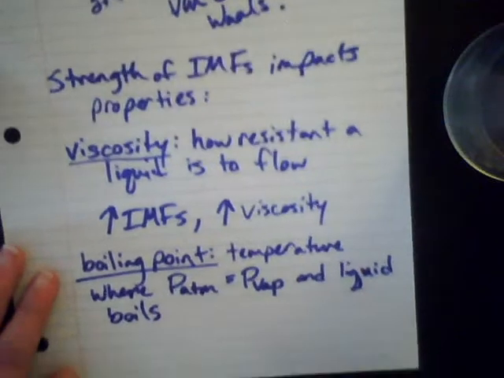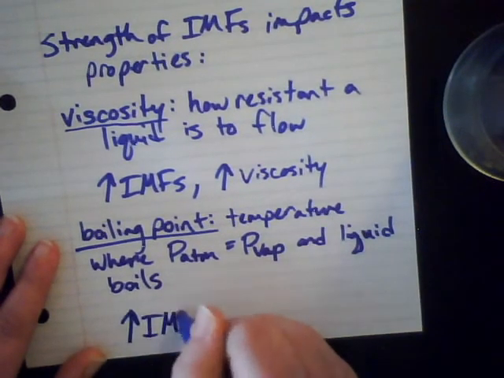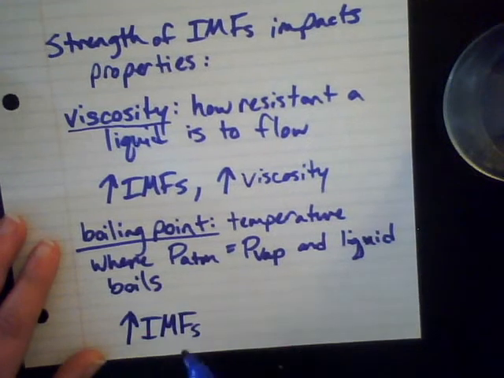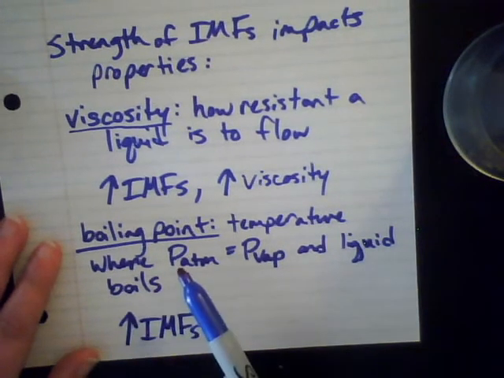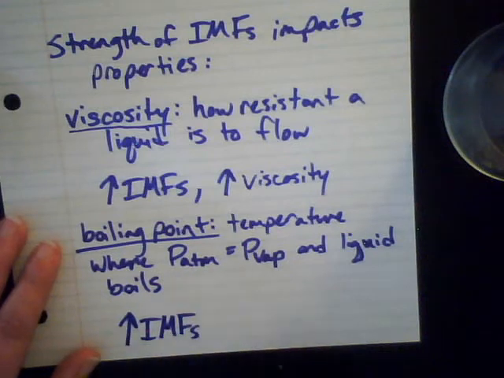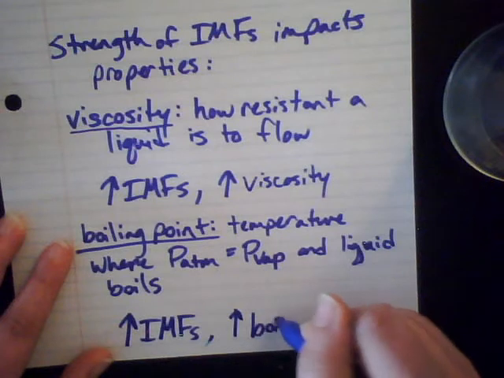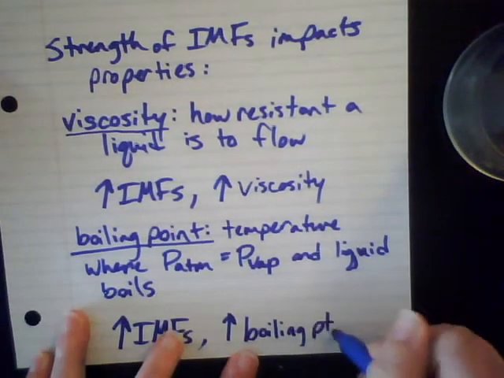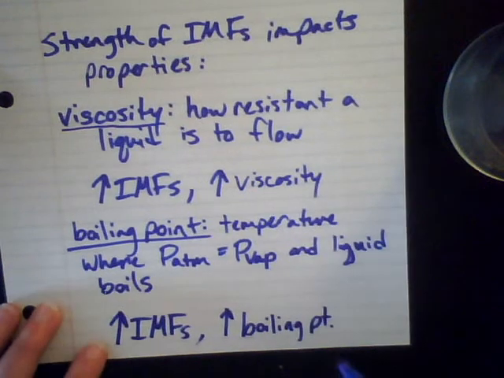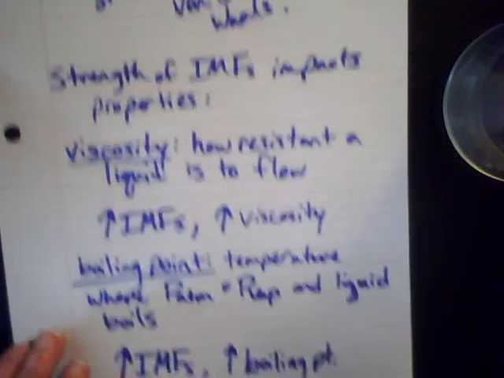So let's think about this in terms of IMFs. If I increase the strength of my attractive forces, so I have really strong attraction between my particles in my liquid, do you think that's going to increase or decrease the boiling point? And hopefully you said again, it's going to increase the boiling point, meaning that the temperature that is required to heat this thing up to a boil is going to increase. It takes more energy to do that because I have such a strong attraction between my molecules.